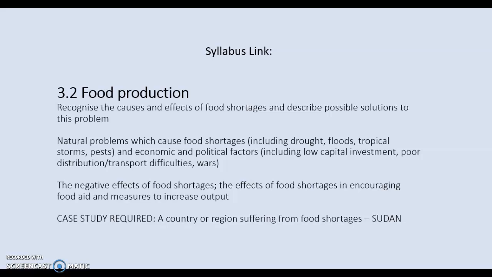Then it says the negative effects of food shortages, encouraging food aid and measures to increase output. We may not get to that bit today. And then it says you need a case study, a country or region suffering from food shortages, which you've looked at already on Seneca, which was the Sudan, or South Sudan particularly.